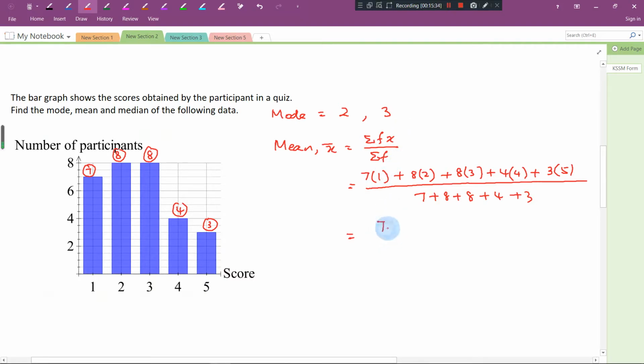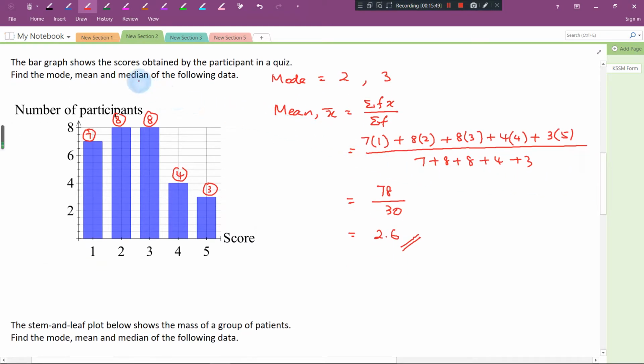Okay, so this is 78, and here should be 30. 78 divided by 30, 2.6. So the mean score is 2.6. Okay, now let's go to the last one, median.